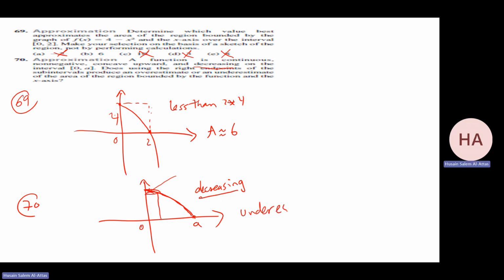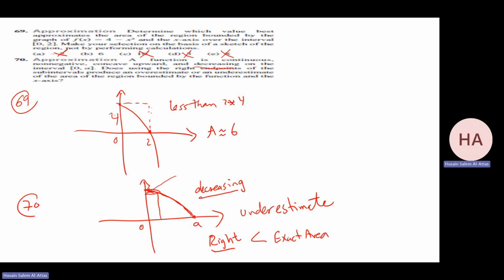Your area will be less than the area given, because the function is decreasing. So there is something missing. This will be less than the exact area, because something is missing, since you are using the right endpoint and the function is decreasing.